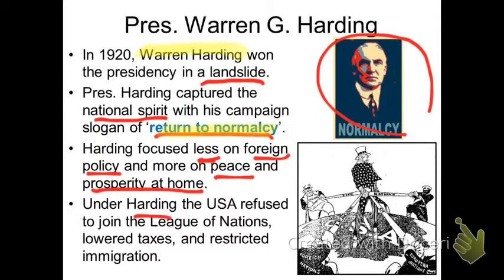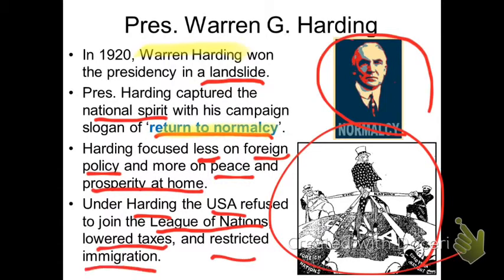Our third bullet, under Harding: the USA, United States of America, refused to join the League of Nations. And this little illustration over here shows the other countries of the world trying to pull us in, trying to get us involved with the League of Nations, and we, of course, were not going to let that happen. Instead of focusing on and participating in some of these foreign, international events, Harding lowered taxes and restricted immigration. Two things that people wanted.